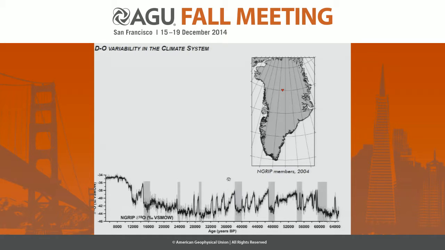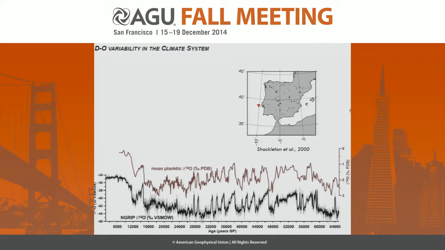stadial periods, as highlighted here, have been associated with a massive deposition of IRD in the North Atlantic, and therefore with a massive freshwater forcing in the North Atlantic. But we also observe a similar variability of the climate system in other regions, as observed here in a planktonic δ18O record from the Iberian margin. So they basically show that the surface hydrography of the Iberian margin shows a very close covariance and similar timing to the Greenland ice core record.